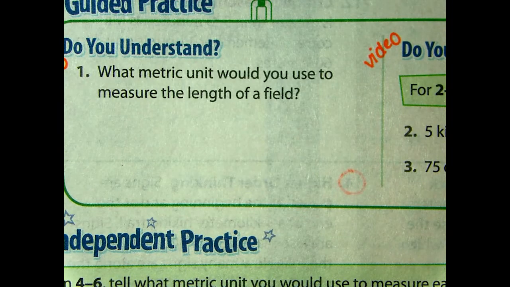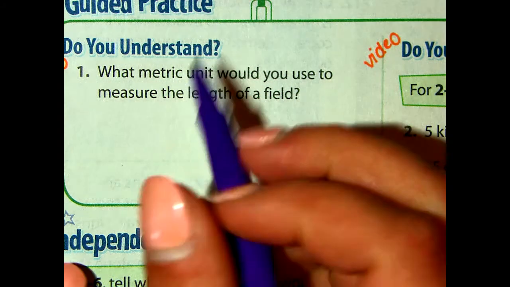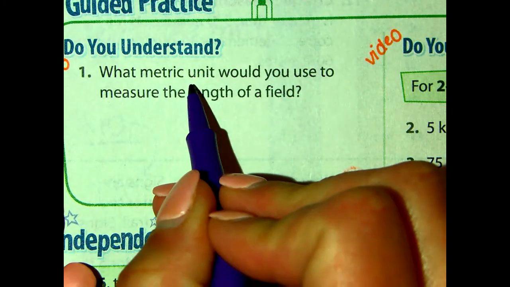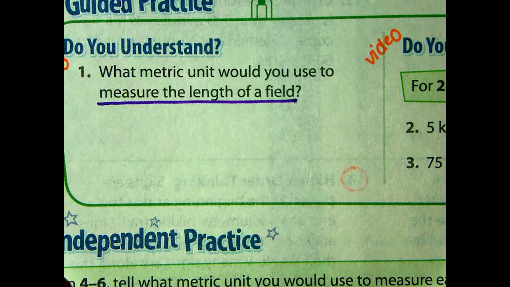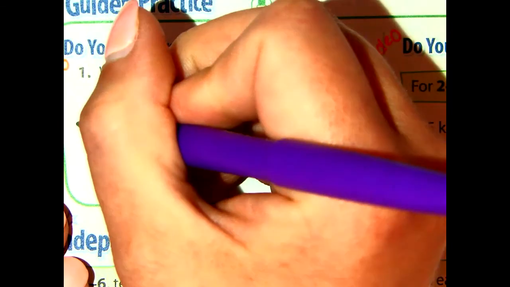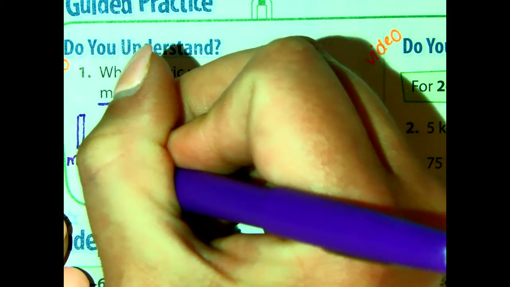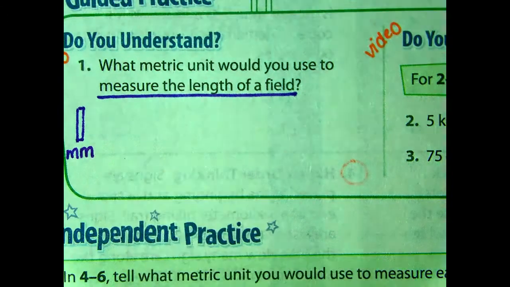So now this is referring more, boys and girls, to like the relative size of the units. So in those questions each day, at the top of your direction page, it refers to converting units of measurement, but also understanding and recognizing the difference between those units. So what metric unit would you use to measure the length of a field? Well, we know that your millimeter is kind of like the thickness of a dime. Would it make sense to measure the length of a football field using a millimeter?